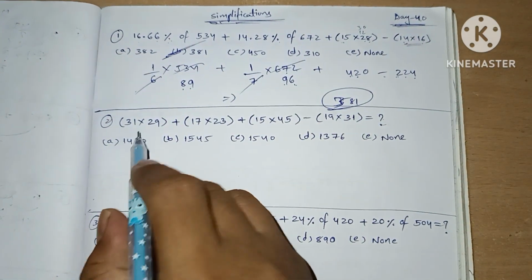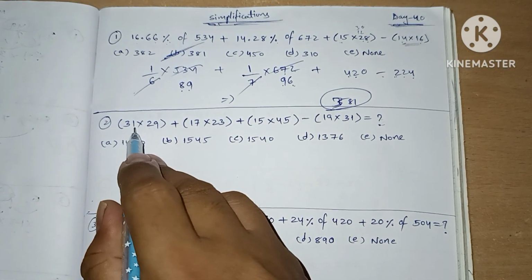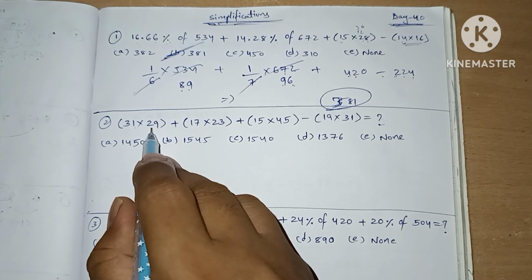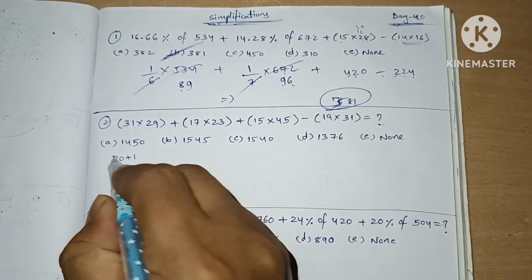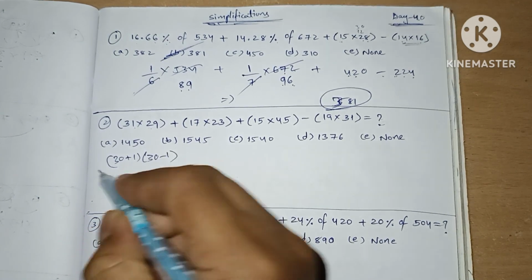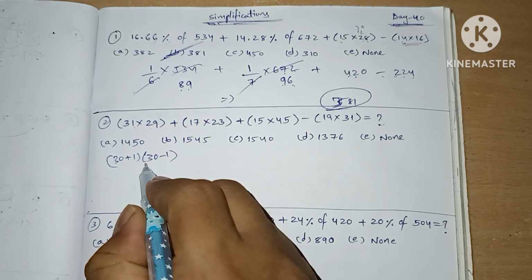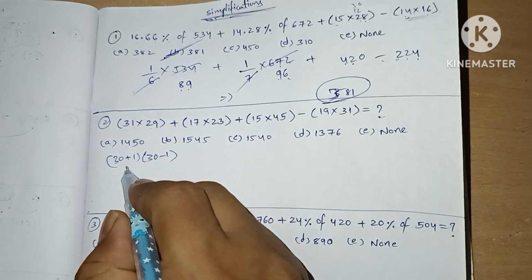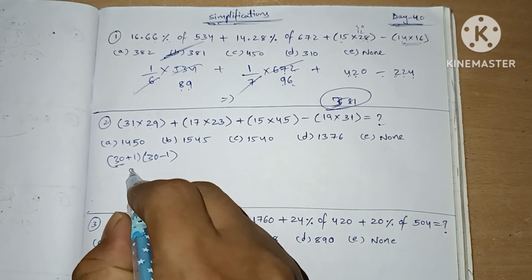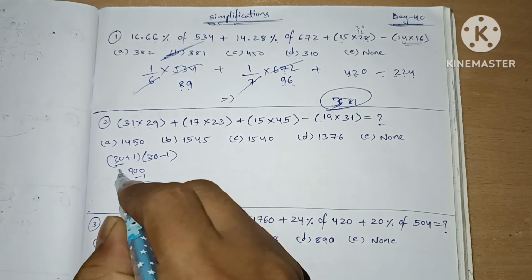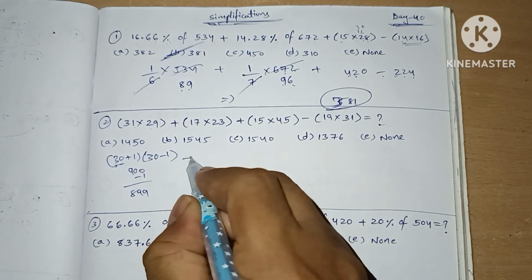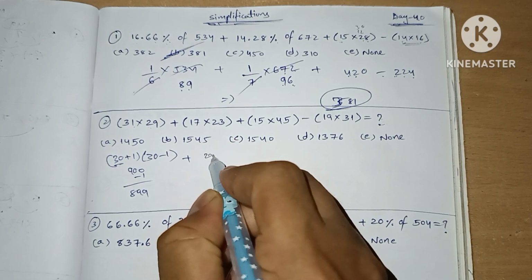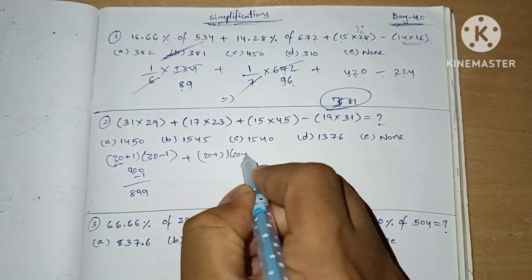Next one. It is clear that 30 plus 1 minus 30 minus 1. This looks like 30 plus 1 into 30 minus 1. So this looks like a plus b into a minus b. So the formula for that one will be a square minus b square. A square means 30 square, which is 900, minus 1. So we get 899. Plus this looks like 20 plus 3 and 20 minus 3.